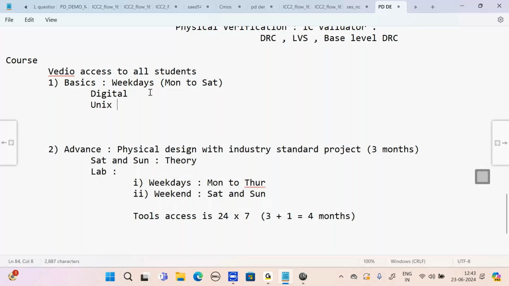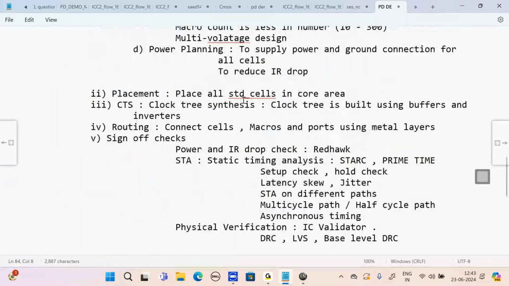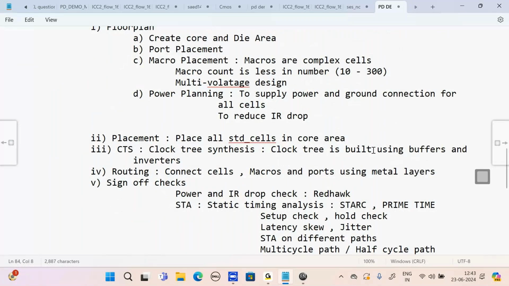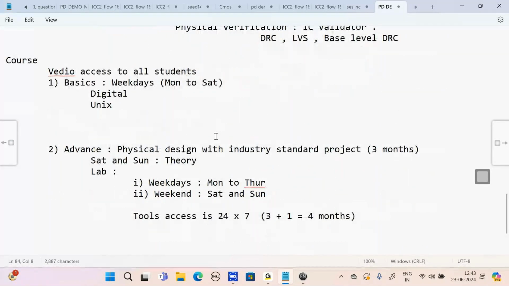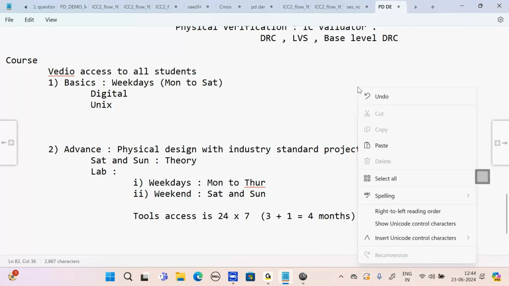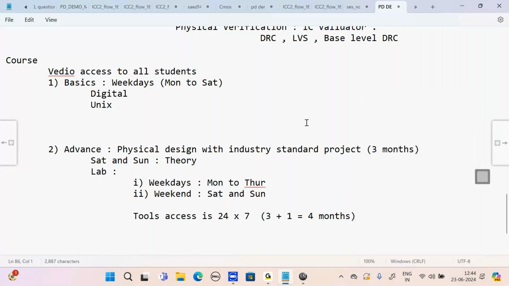What is Unix? I told you, whatever tools we are using, all the tools will be used in an operating system called the Linux operating system. Linux has its own commands. See, how to create a folder here? Right click, new folder. But in Unix, you have a command for that. To create a folder, you have a command.